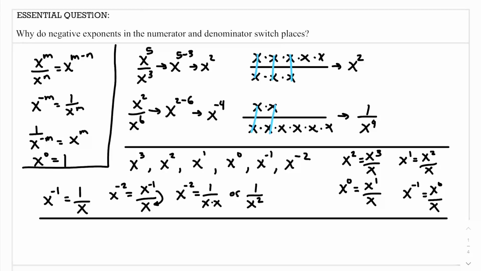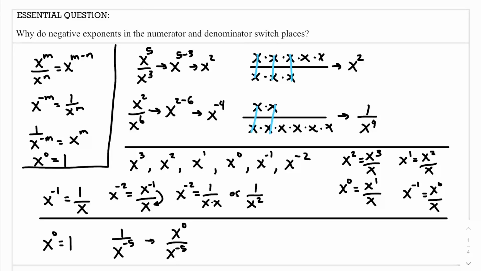Let's look at a negative exponent in the denominator. We've looked at this many times. x to the 0 equals 1. So let's say we've got 1 over x to the negative 5th power. So now we've got a negative exponent in the denominator, and we want to see how that moves up to the numerator and becomes positive. So we can replace 1 with x to the 0. So x to the 0 power over x to the negative 5th is the same thing as 1 over x to the negative 5th.